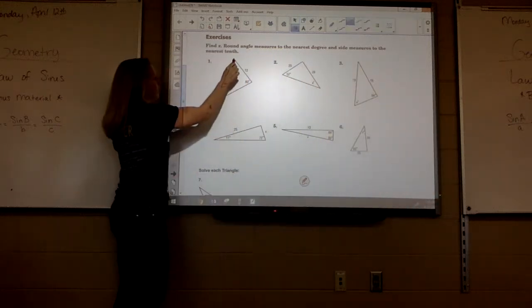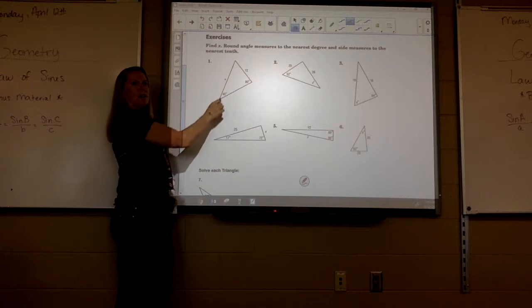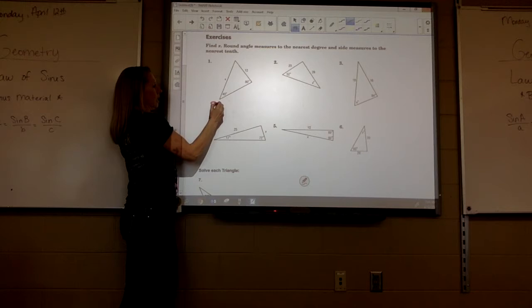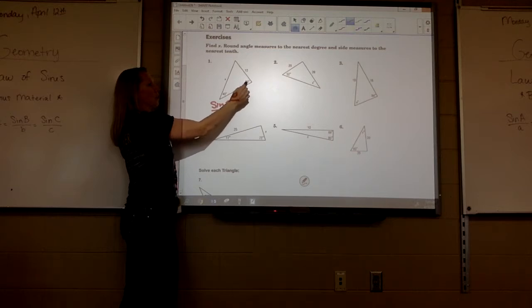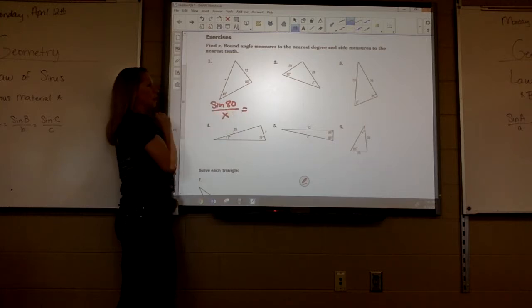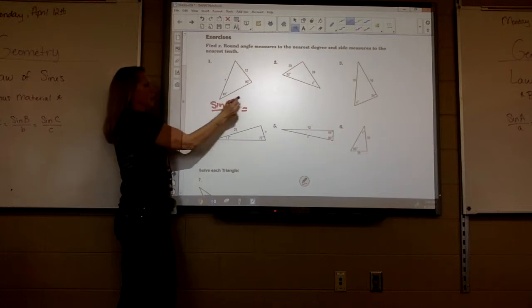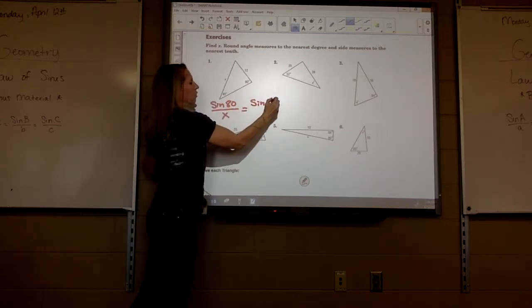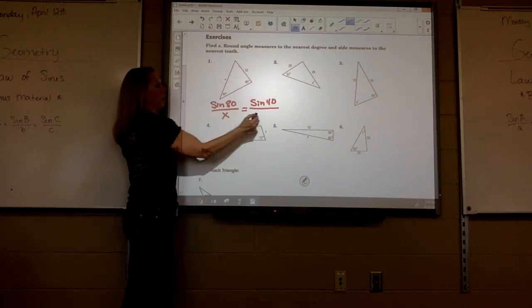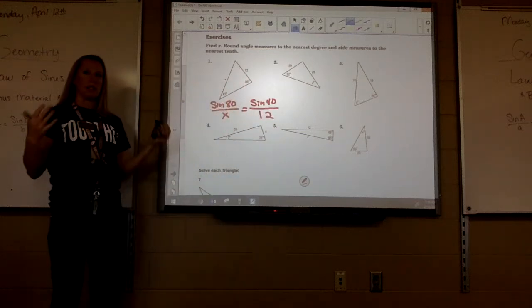So I want this side right here. So I've got to set up a proportion. I'm going to do the sine of 80 over, so it's always the sine of the angle over the opposite side. So that opposite side is x. Do you guys see that? Yeah. Equals, and then my other angle is 40. Sine 40 over, what's the opposite side? 12. And then we just cross multiply.